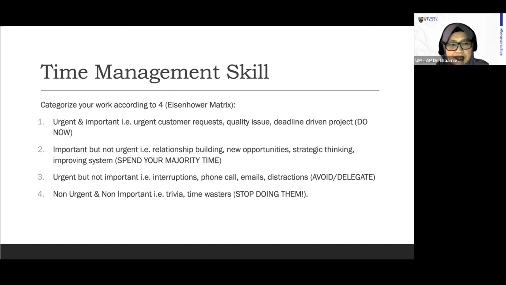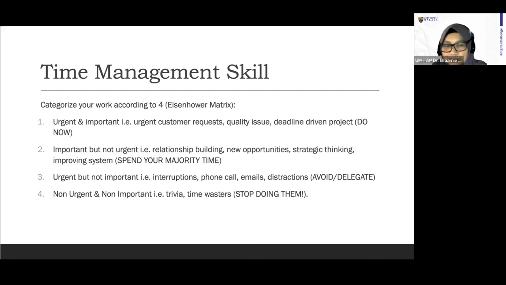And then secondly, important but not urgent, which is relationship building, new opportunities, strategic thinking, improving systems. So this one, you need to spend your majority time. Most of your time, you need to spend on relationship building, looking for new opportunities, and also having a creative mind and being innovative.